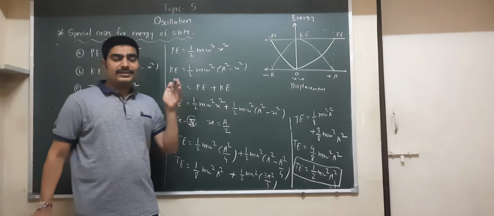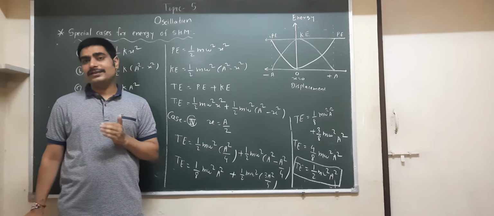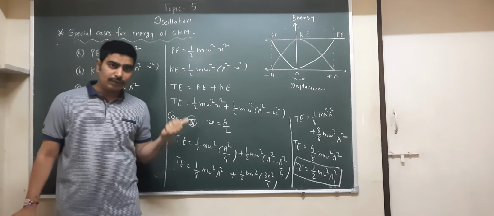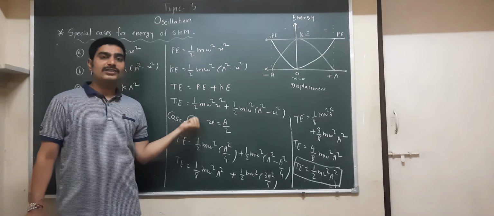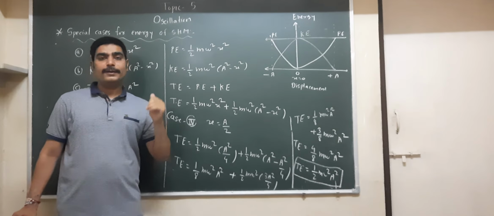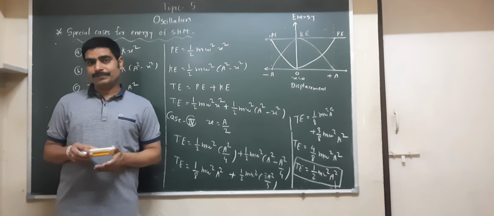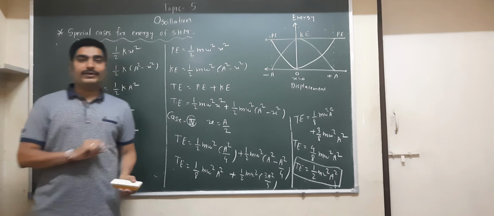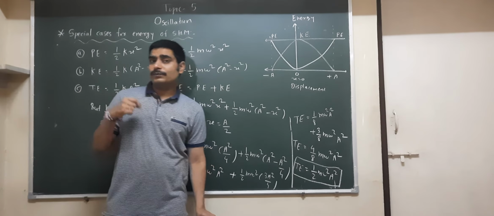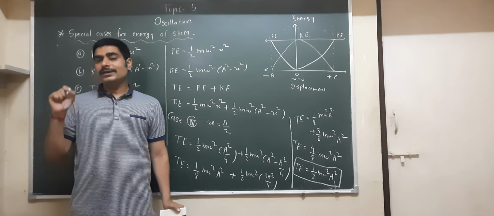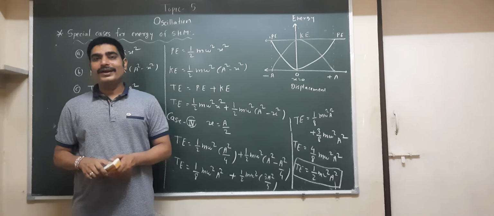Remember, such kinds of questions are asked for MCQ types. So we have seen the different cases: x is equal to 0, x is equal to a, x is equal to a upon root 2, and x is equal to a by 2. These are the important conditions which we have studied regarding the energy of S.H.M. So friends, I hope you have understood this point. Try to make the notes properly, and remember whatever part I am saying regarding the MCQ, that is very important, that is asked in the different examinations. Thank you. Have a nice day.